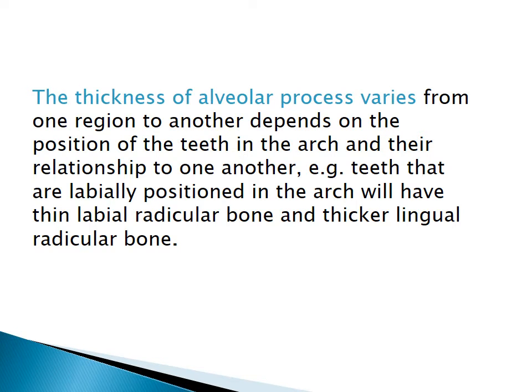The thickness of the alveolar process varies from one region to another, depending on the position of the teeth in the arch and their relationship to one another. Example: teeth that are labially positioned in the arch will have a thin labial radicular bone and thicker lingual radicular bone. That is, for a tooth that is proclined and moved forward, the labial radicular bone is thin, while lingually it is thick.